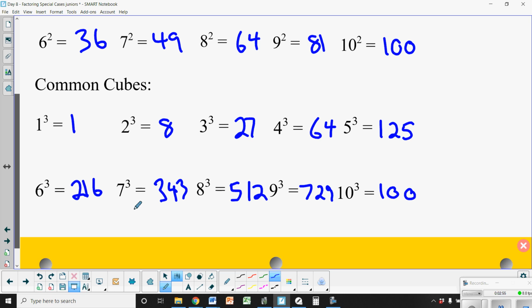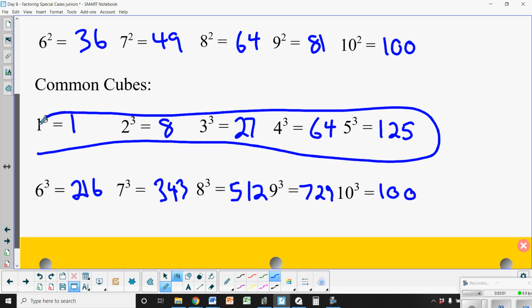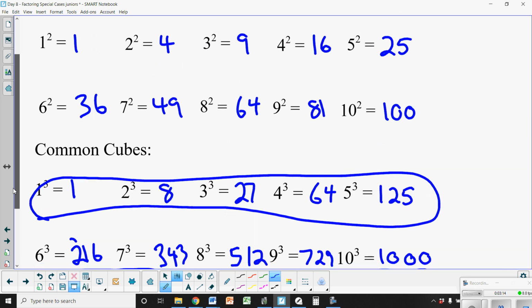So again, these are the numbers that we're looking for. Most common ones that we'll be seeing are these ones. And maybe we'll see some of these other ones. And oops, I didn't even write 1,000 there. There we go, 1,000. So these are the ones that we'll probably mostly see for common cubes, and then all these perfect squares as well.